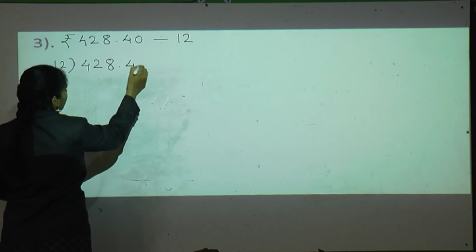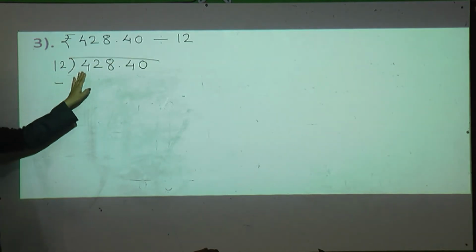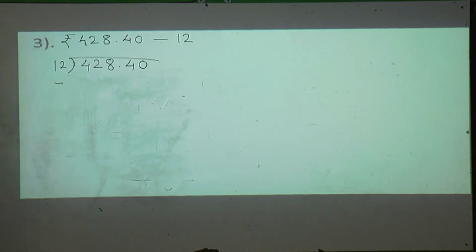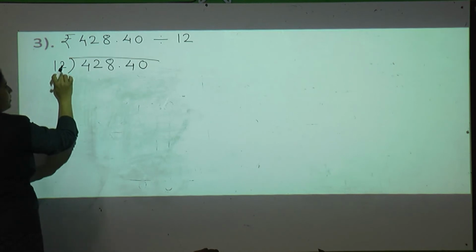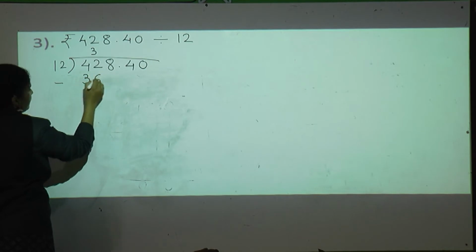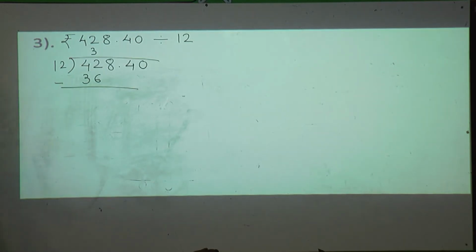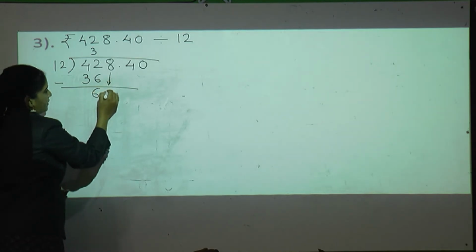See, 4 is less than 12, so we can't divide it by 12. That's why take 2 digits here. So tell me students, divide 42 by 12. So 12 3s are 36. That's why here write 36. Again subtract 36 from 42. So what will we get? Yes, 6. Take here 8.